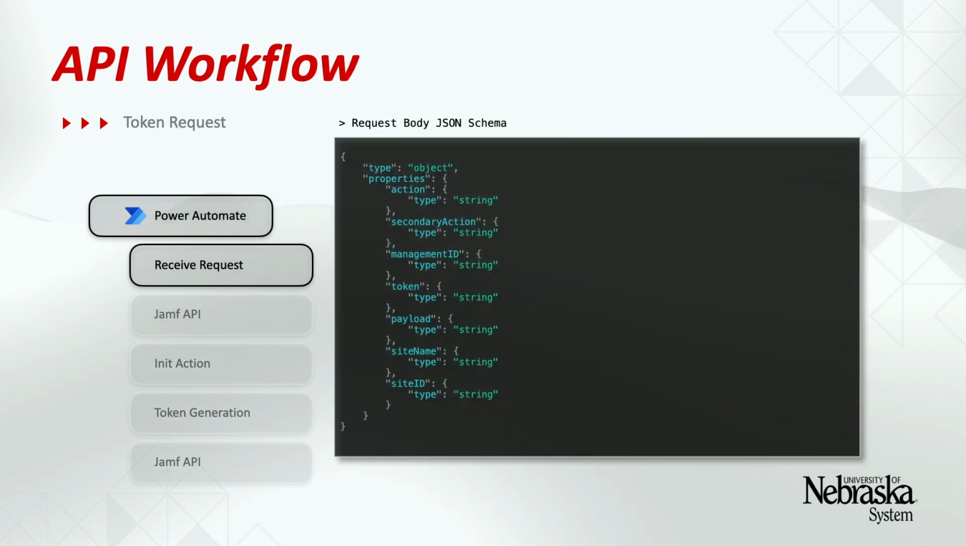That JSON looks a little bit like this. There's lots of options that we'll use later for other processes and other actions that we want to perform. But right now, we're just concerned about the action item, init, that I mentioned, and also the management ID that we mentioned.